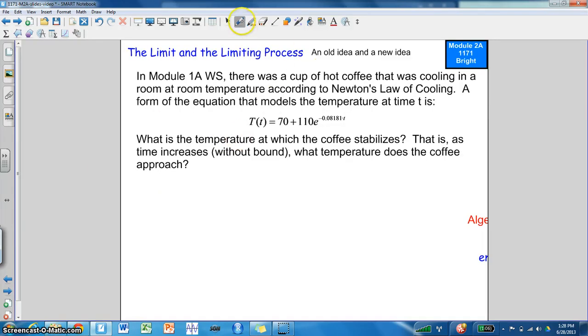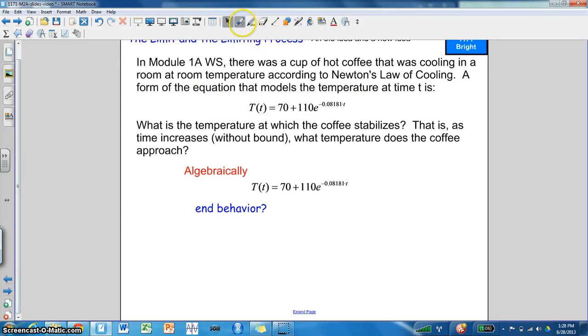And then the last way is through the use of algebra. What we want to think about is, with this function, what is its end behavior? The 70 really doesn't play any role. When time gets arbitrarily large, 70 will still be 70. But what happens to this chunk over time?